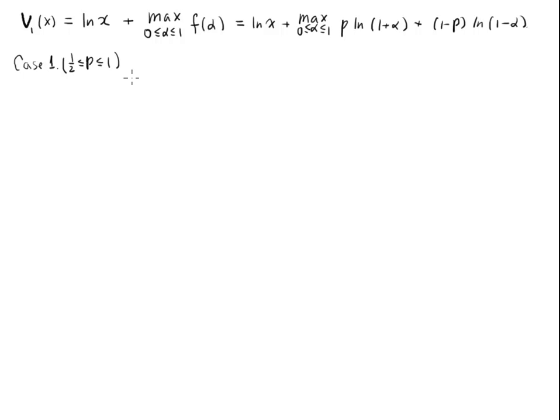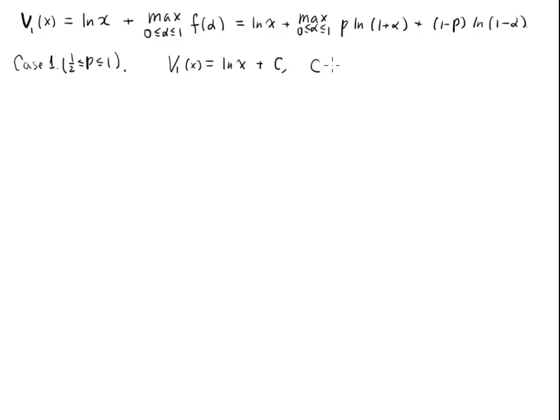Now we continue to solve this optimization problem in the case when win probability P is between 1/2 and 1. We now already know the maximum value of this function over here when P is between 1/2 and 1. So we're going to write down this one over here. V1 of x is equal to log x plus the constant we have found, C.